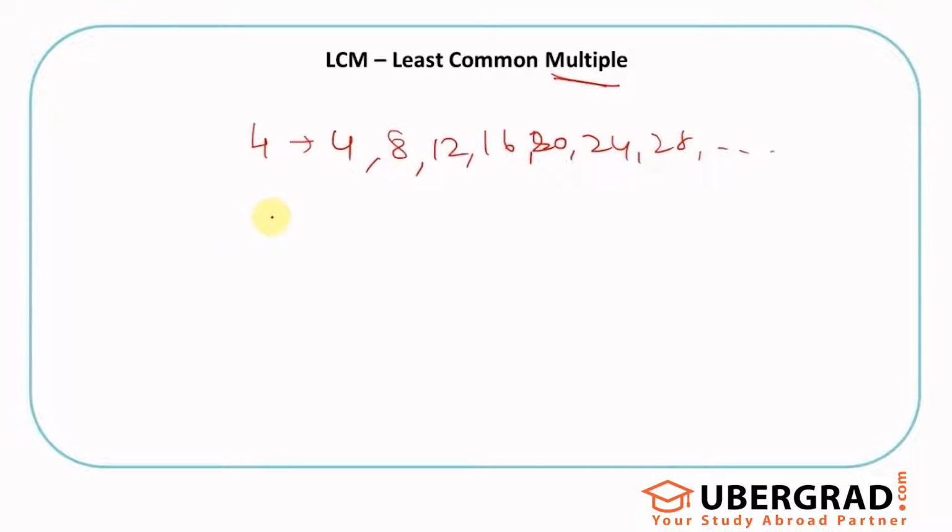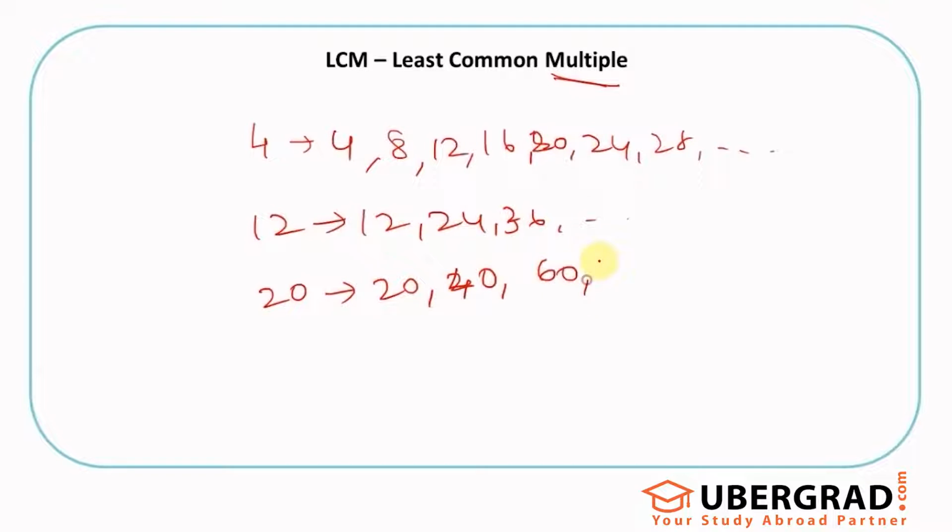Let's talk about the multiples of 12. 12 ones are 12, 12 twos are 24, 12 threes are 36, and so on. And if I'm talking about, let's say, 20: 20 ones are 20, 20 twos are 40, 20 threes are 60, 20 fours are 80, and so on. So let me try to find the LCM of all three.